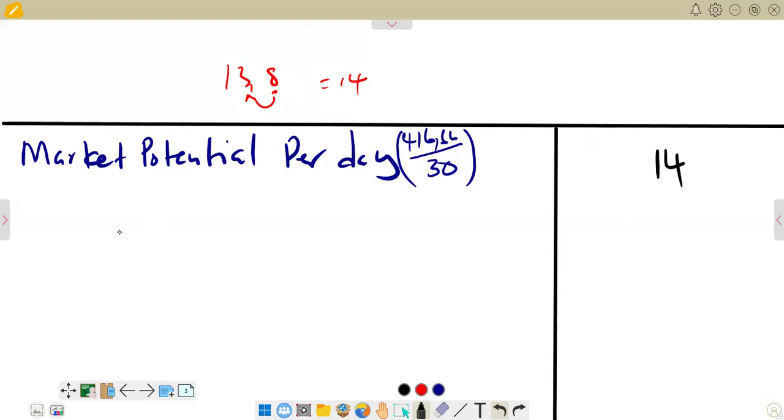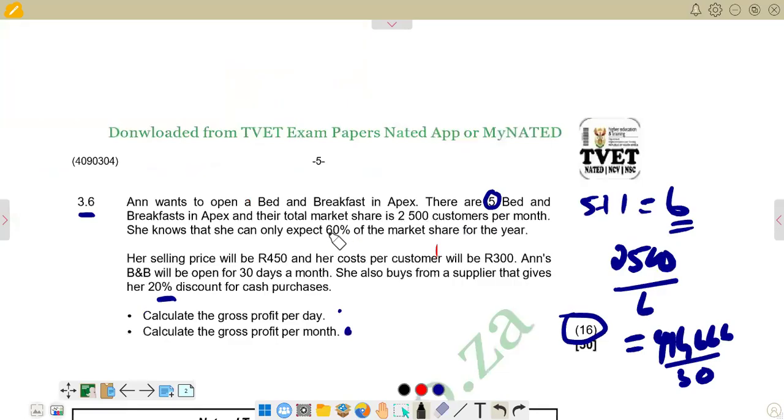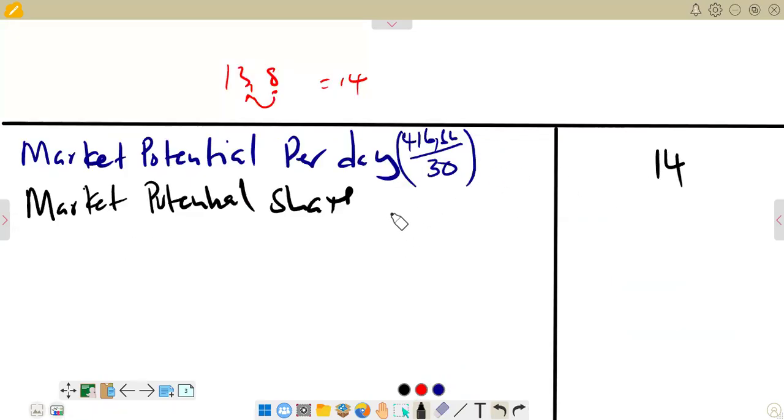Then we move on to market potential share. Remember, we've also got an explanation that we are given there. We can go back to check that explanation. You'd see that we are being told that she knows that she can only expect 60% of the market share for the year. So it means out of the 14 that we've found, 60% is the one that is the potential.